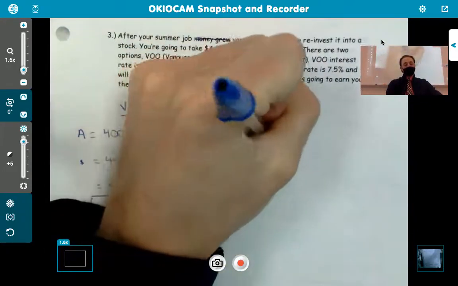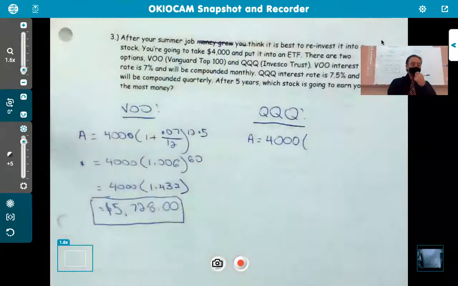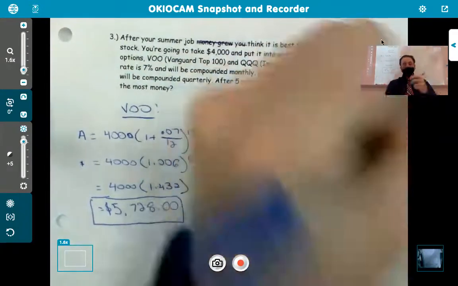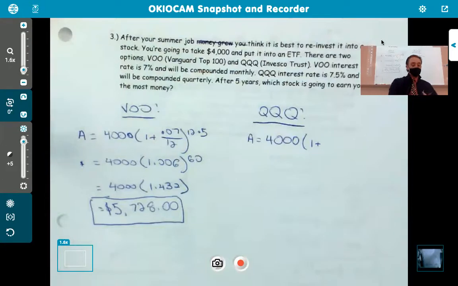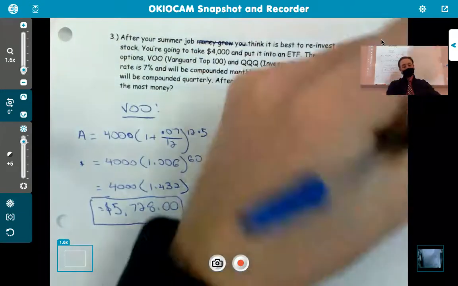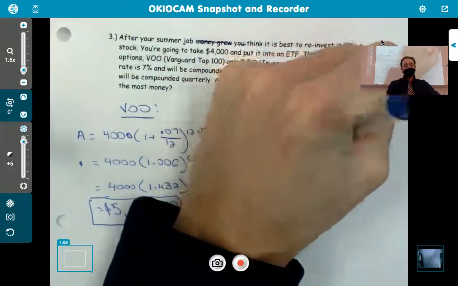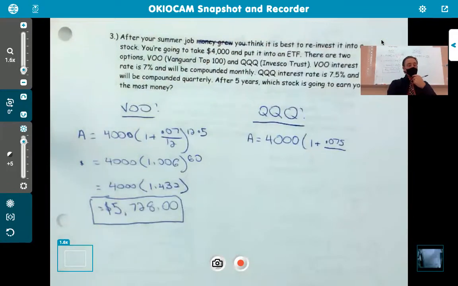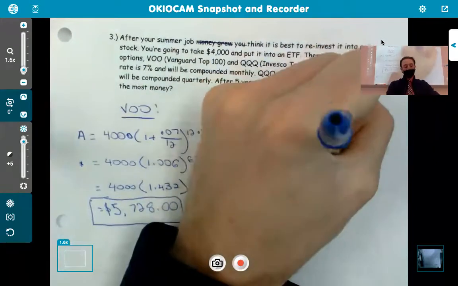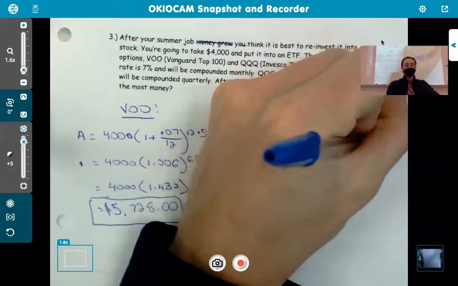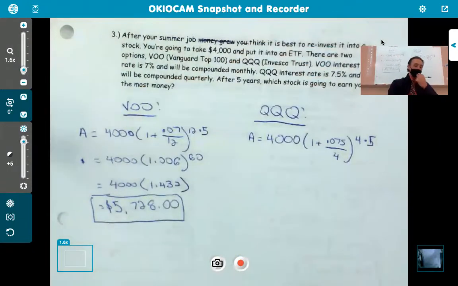So I'm taking the same amount of money, that same $4,000, and now I am investing that into this other fund. What's the interest rate for QQQ? 0.075. That's being compounded quarterly. So how many times does that happen over the course of a year? 4. I'm raising that to 4 times 5 because I'm looking at this again over the course of 5 years.